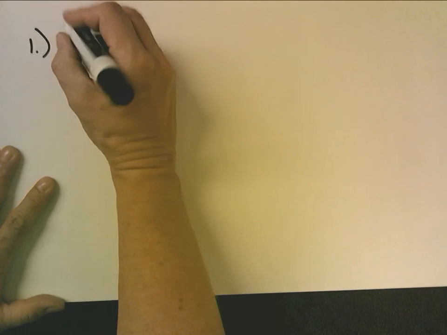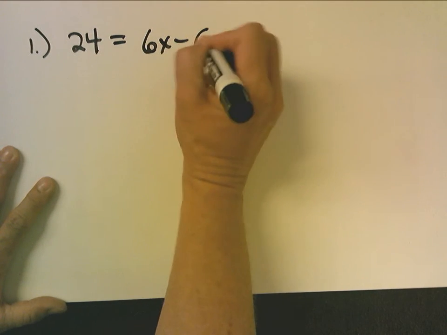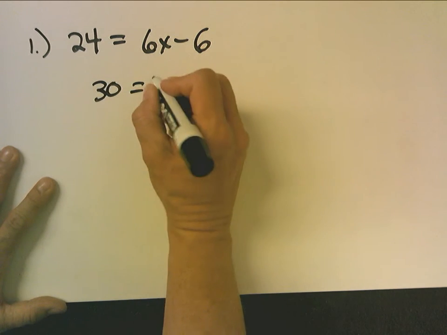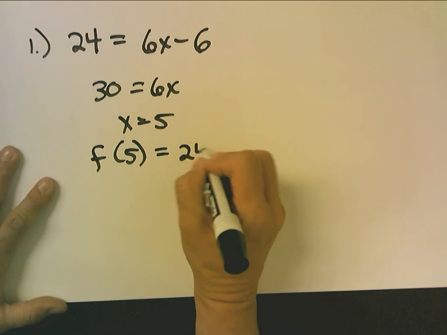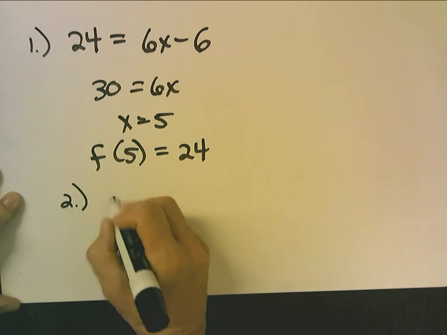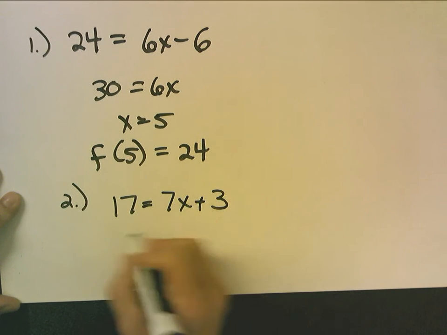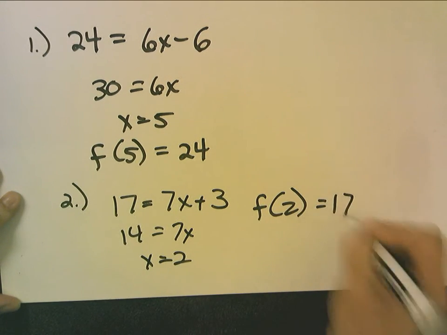Okay, so turn the page, and on page 35, do checkpoint 1 and 2, and stop the video, and when you're done, turn the video back on. So number 1 says f of x equals 24, so 24 equals 6x minus 6. I add 6 to both sides, 30 equals 6x, x equals 5. So f of 5 equals 24. So when x is 5, f of x is 24. For number 2, 17 equals 7x plus 3. Subtract 3 from both sides, x equals 2. So f of 2 equals 17.